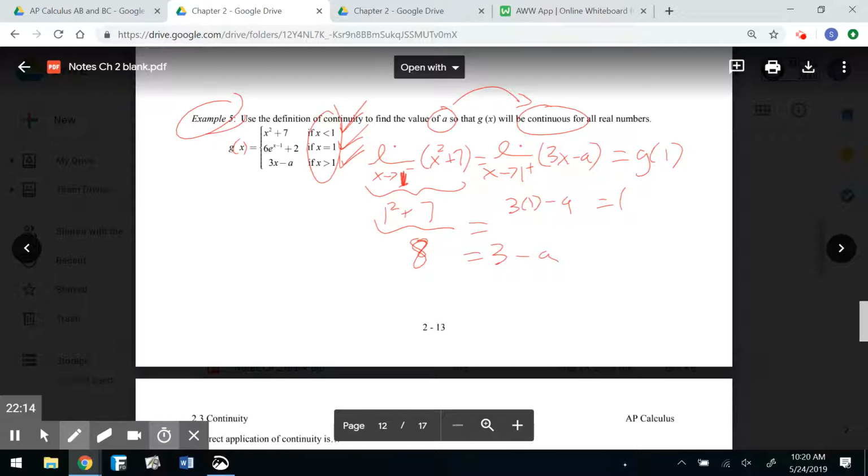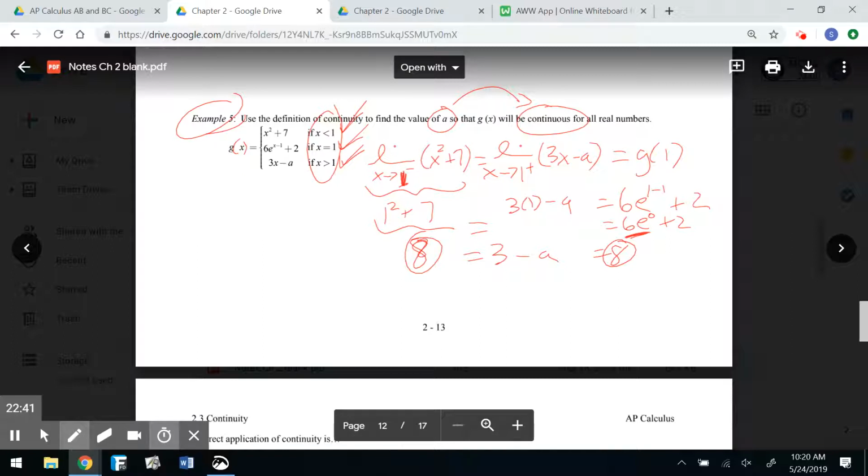Well, I'm going to use the middle one, and I'm going to put a 1 wherever an x is, and then I'm going to use my math skills. Oh, that's 6e to the 0 plus 2. Ooh, what is e to the 0? Well, that's 1. So I'm going to get 6 times 1 plus 2, which is 8. Oh, snap, that equals that. That's a good thing, right?